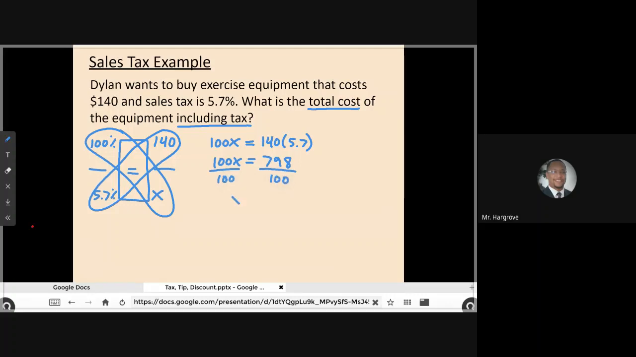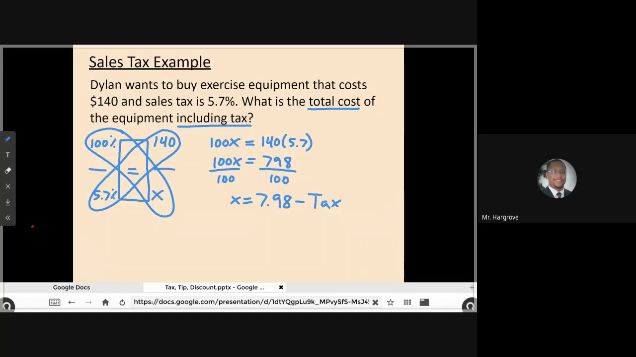And that's going to give me x equals 7.98. Now I'm not finished, because that 7.98 is the amount of the tax, but that is not the answer to the question. The question says, what is the total cost of the equipment, including tax?